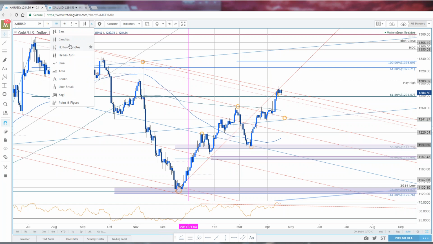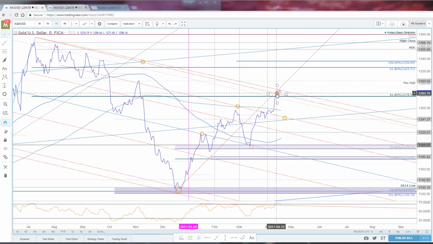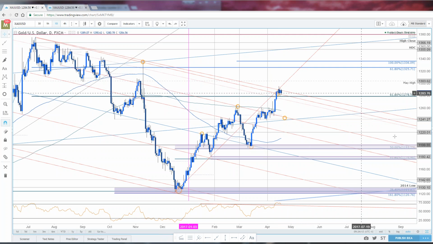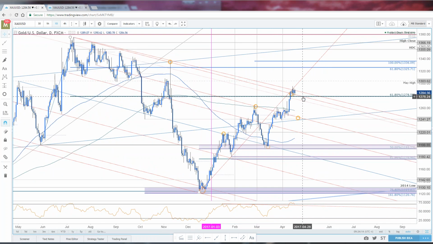Whenever you're looking to assess that, bring it into a line chart, gives you a little bit better of a picture. Here's the higher high and close. Here's the lower high in the oscillator. So I'm still cautious on gold. I don't want to say I'm bearish by any means. A 1278 break to the downside would need to make me bearish.